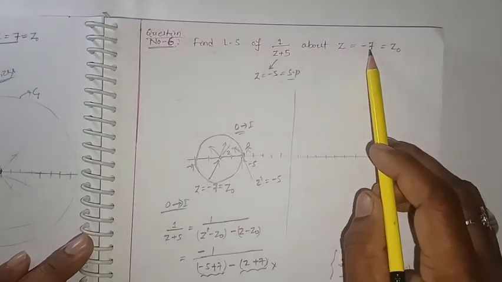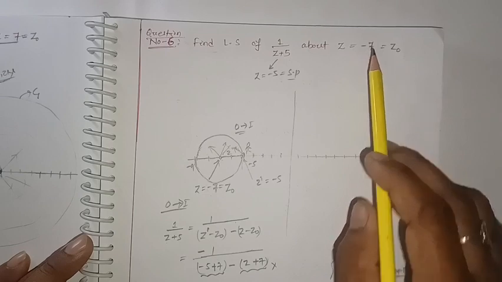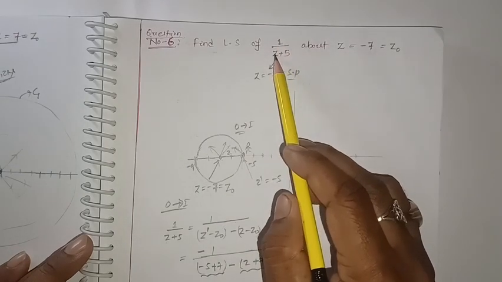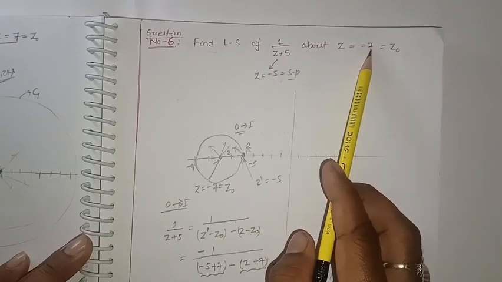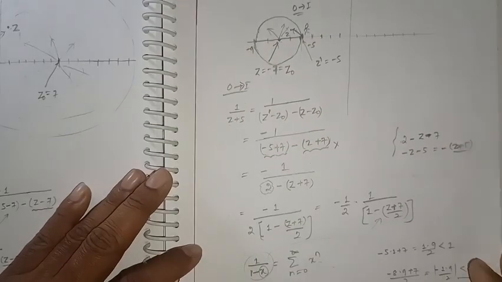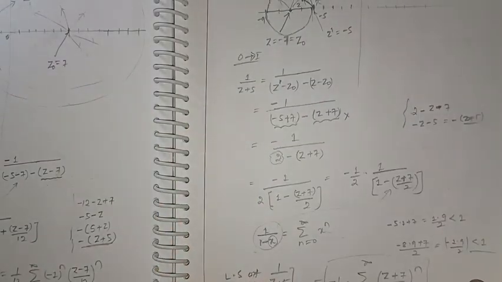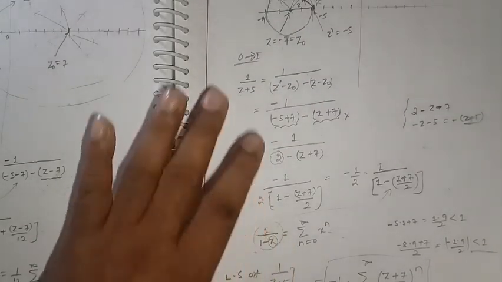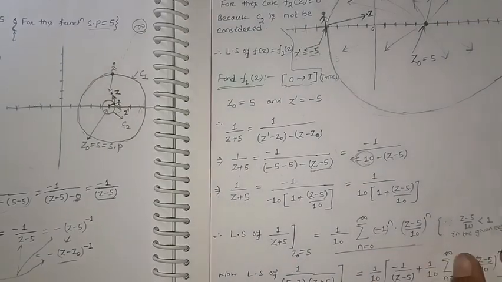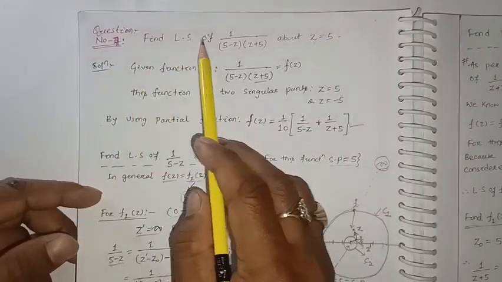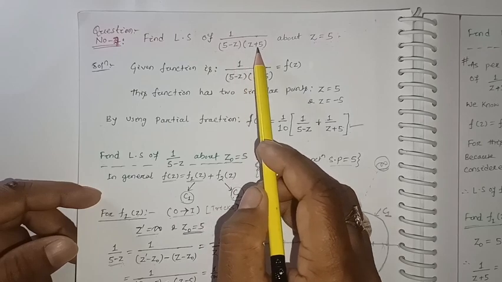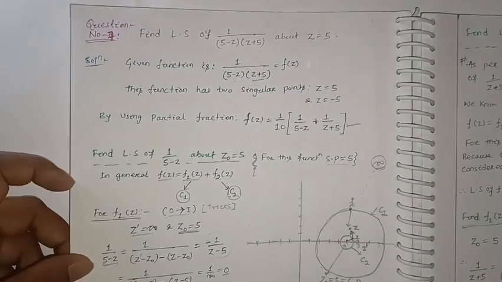So here, about z equal to minus 7 or z0 equal to minus 7, we have to find out the Laurent series of 1 by z plus 5. Here, minus 5 is the singular point. About minus 7 means indirectly it is asked that we have to find out the Taylor series. Each and every step I explained, and I told that you have to write in your notes systematically. Then question number 7, we calculated the Laurent series of 1 by 5 minus z into z plus 5 about z equal to 5.